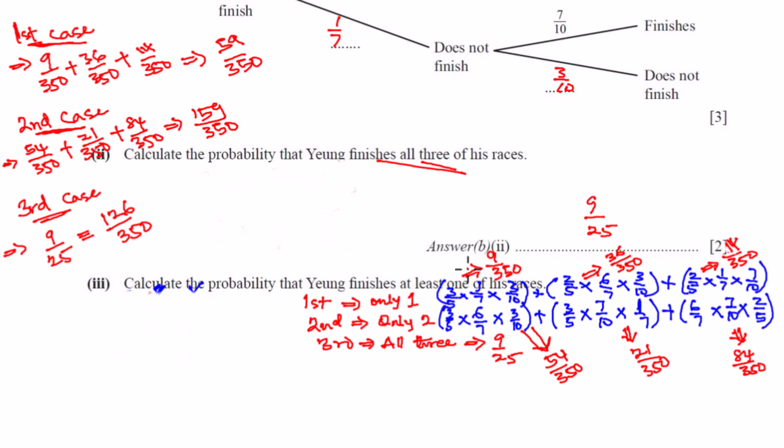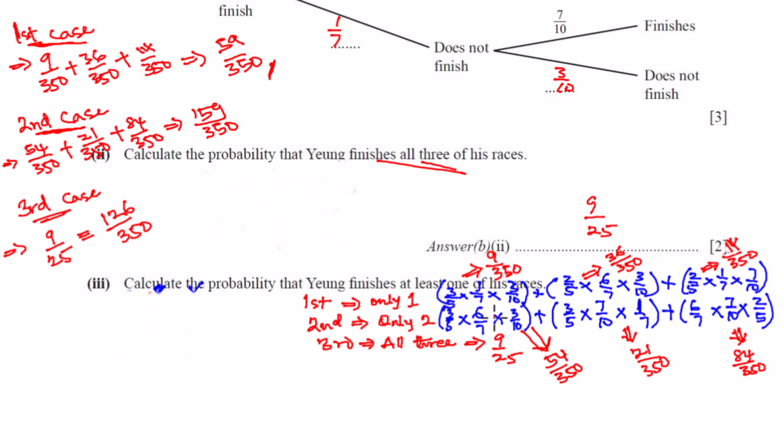So I have analyzed each of the brackets, and in this first bracket, for the first case only, everything simplifies into 9 over 350. Everything in the second one simplifies into 36 over 350. And 2 over 5 times 1 over 7 times 7 over 10 gives us 14 over 350. So I wrote everything here on the upper left hand corner, and that also simplifies into 59 over 350.